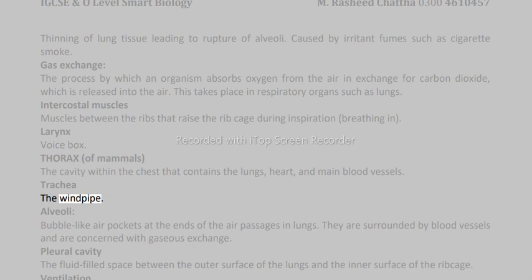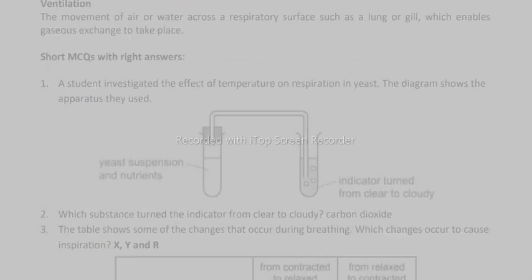Trachea: the windpipe. Alveoli: bubble-like air pockets at the ends of the air passages in lungs. They are surrounded by blood vessels and are concerned with gaseous exchange. Pleural cavity: the fluid-filled space between the outer surface of the lungs and the inner surface of the rib cage. Ventilation: the movement of air or water across a respiratory surface such as a lung or gill, which enables gaseous exchange to take place.